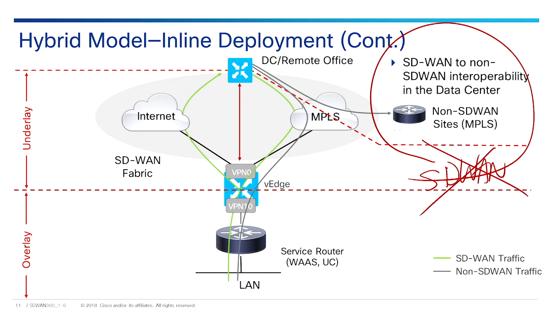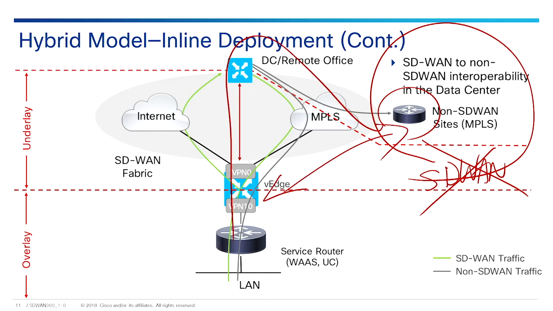So how do we connect this site to this site, which is? And the answer is we go through a hub that has both of those connectivities to it. So these non-SD-WAN sites would basically be redistributed into SD-WAN through that data center.